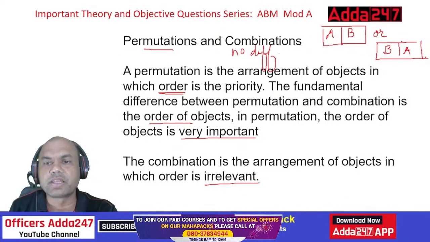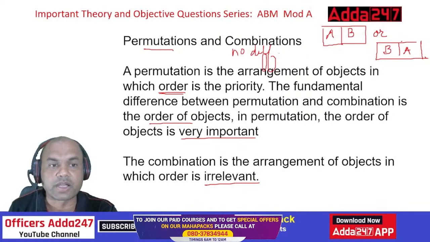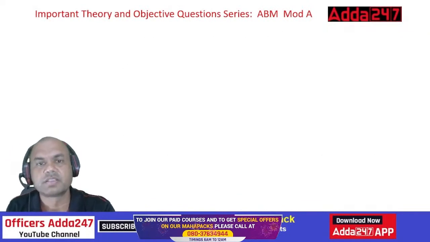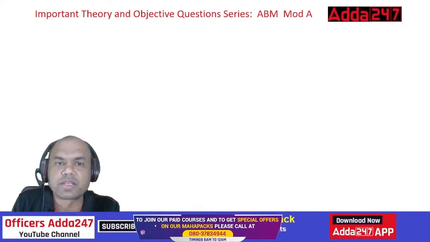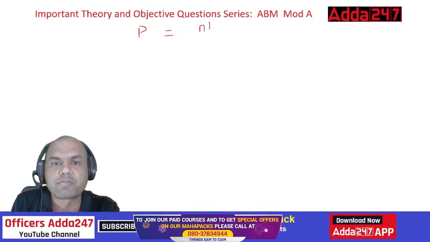Before going to the examples, let me write the formula for permutation and combination. Let me bring in one slide over here, because that is required for writing the formula. See this: the permutation formula, P equals n factorial upon n minus r factorial.